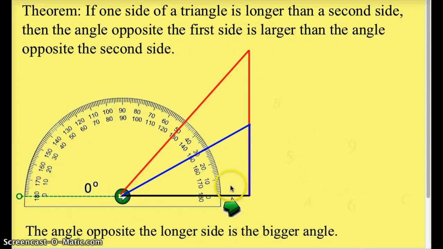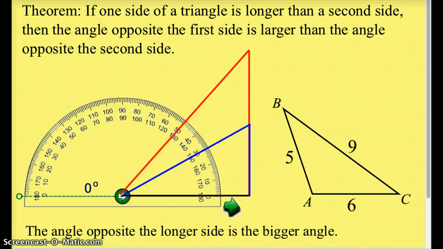Longer side, bigger angle. Take a look at this particular triangle and tell me which angle is going to be the biggest angle. Put them in order from greatest to least.